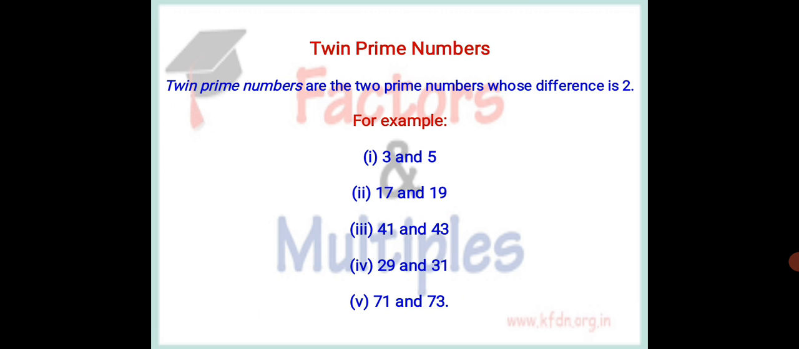For example, 3 and 5. These are two consecutive prime numbers and the difference between them is 2. 17 and 19, same way. Two consecutive prime numbers and the difference between these two is 2. 41 and 43, 29 and 31, 71 and 73. All are examples of twin prime numbers.